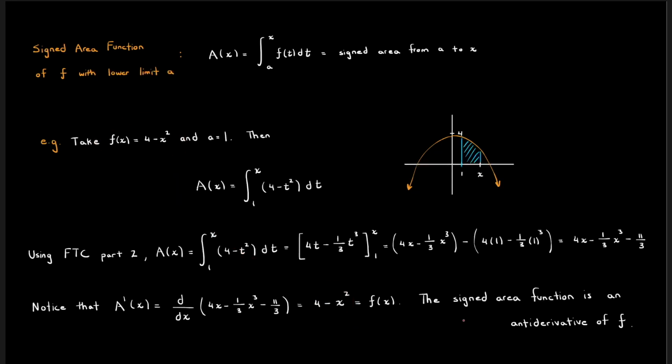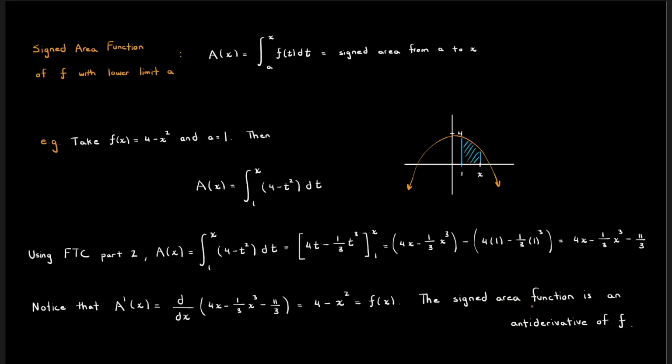So what we see here is that when you differentiate the signed area function, you get back to the original function. In other words, the signed area function is an antiderivative of the original function, because when you differentiate the signed area function, you get f. That's what it means to be an antiderivative.